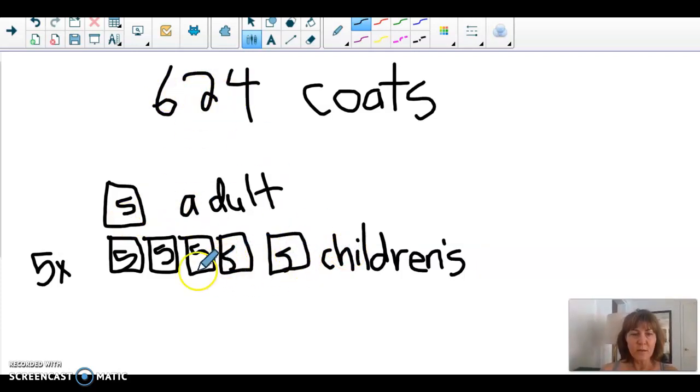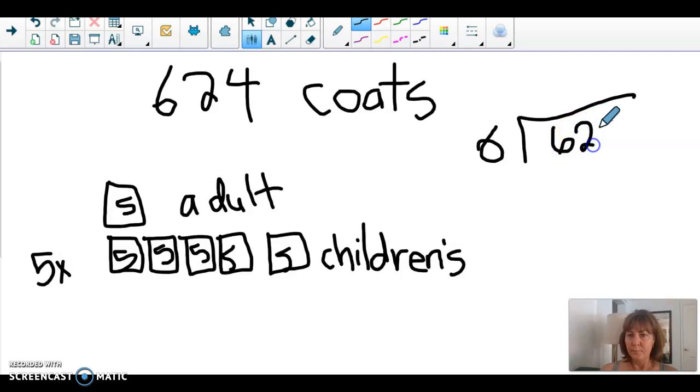So I have 1, 2, 3, 4, 5, 6 boxes I need to fill. I need to multiply that by 624. So I'm going to take 624 and divide that by 6. 6 goes into 6 one time. 6 times 1 is 6.